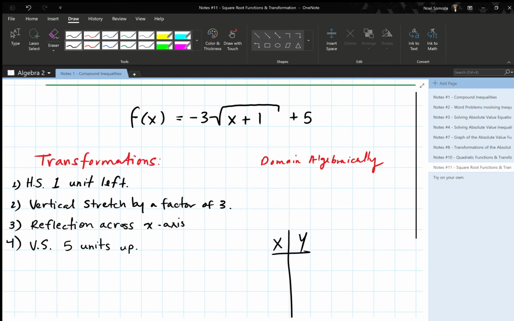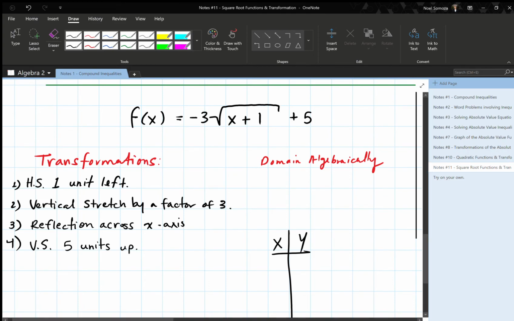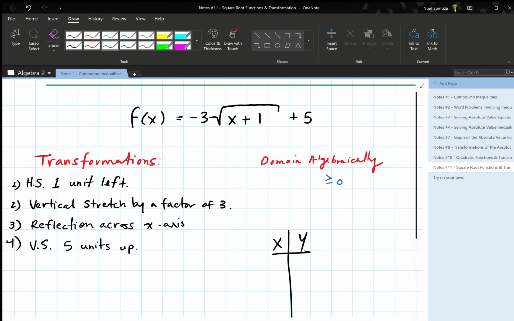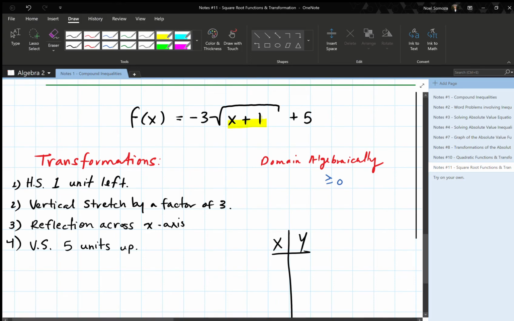Okay, now before we move on, find that starting point. I want to try to find the domain algebraically here without having a graph. So what am I going to set to be greater than or equal to 0? Yeah, whatever's inside the square root, which in this case is only the x plus 1. I don't want anything else because that doesn't affect the domain. All right, so just this piece here.